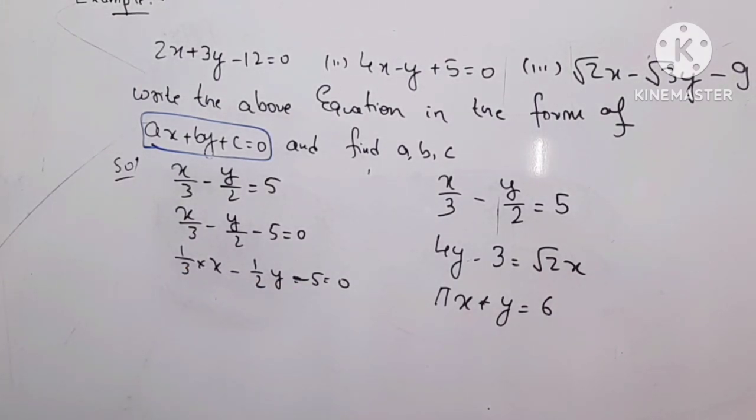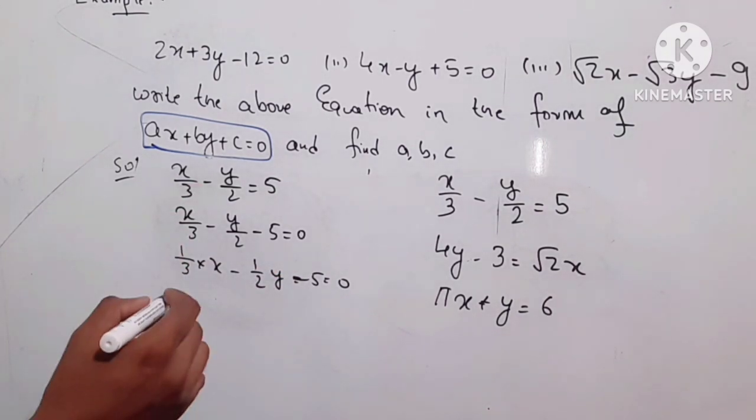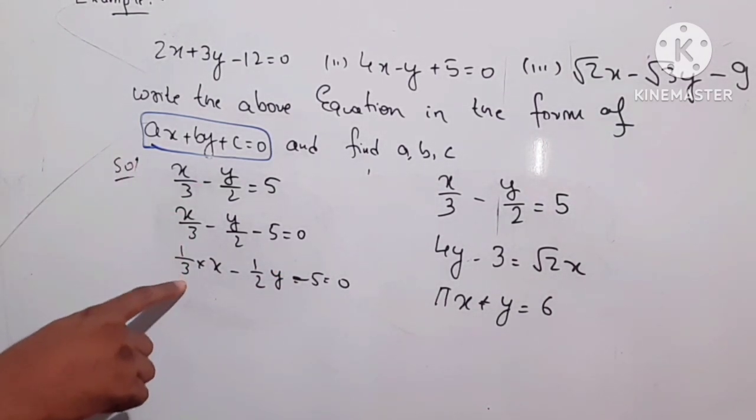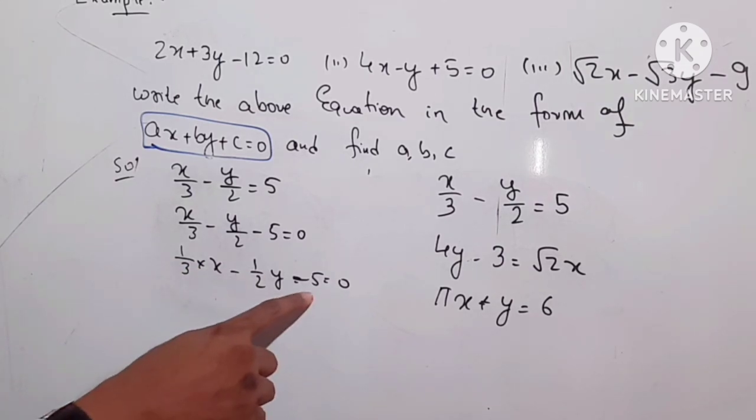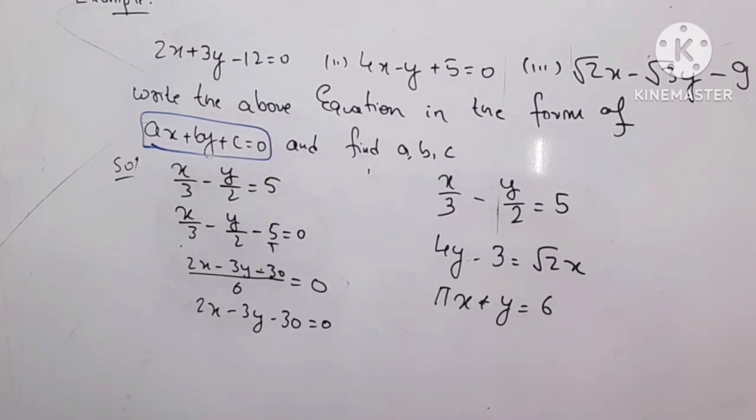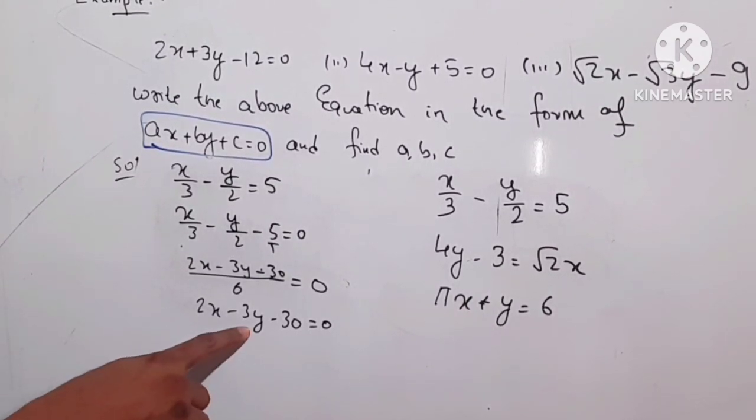Or some of the students, they remove the denominator. You know how to solve this one? Yes sir, we know how to solve. Okay, if not, this is also a right answer. So a value is 1 by 3, b value is minus 1 by 2, c value is minus 5. Or like this also you can do, removing the denominator. A value is 2, b value is minus 3, c value is minus 30. This one also is right, both the methods are right.